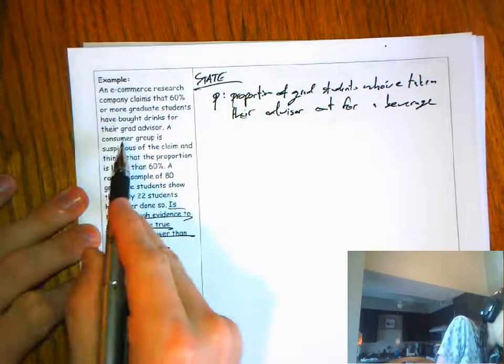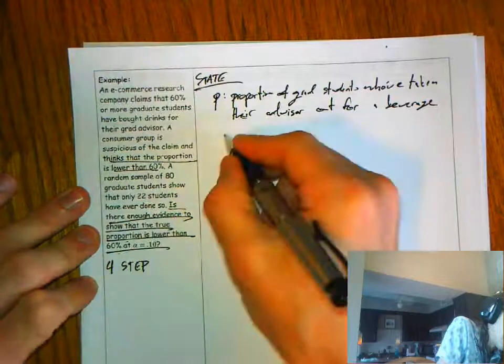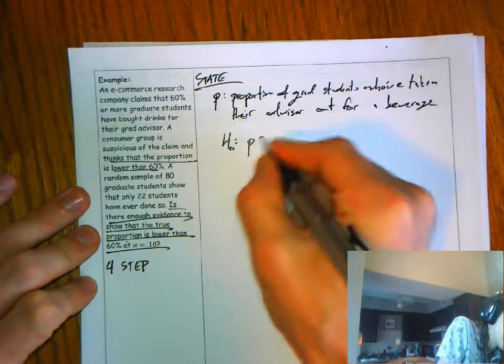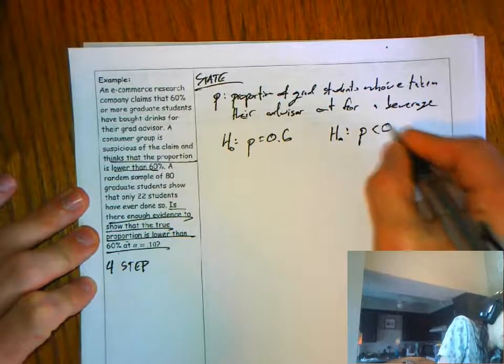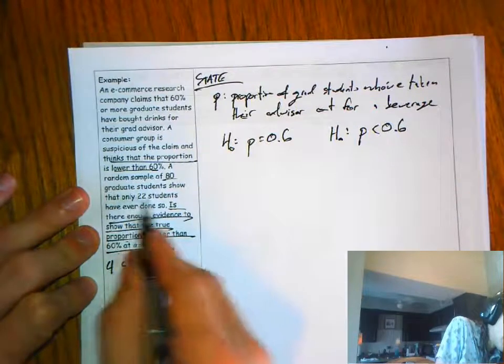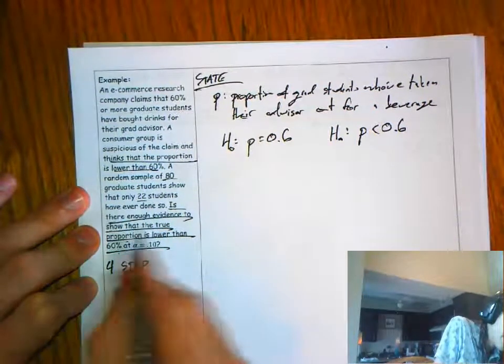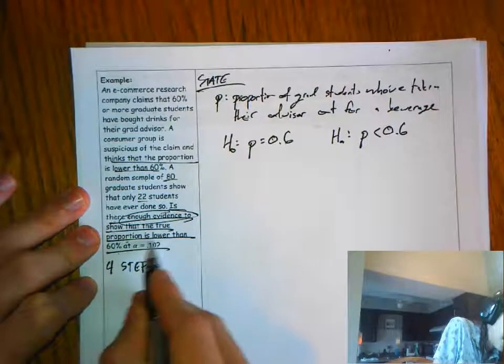A consumer group is suspicious of the claim and thinks the proportion is lower than 60%. Okay, so H0: p equals 0.6, Ha: p less than 0.6. A random sample of 80 students shows that only 22 have ever done so. Is there enough evidence to show that the proportion is lower than 60% at alpha equals 0.10?